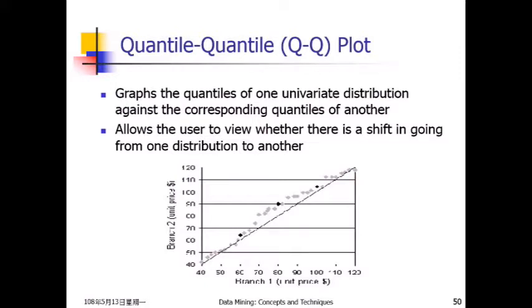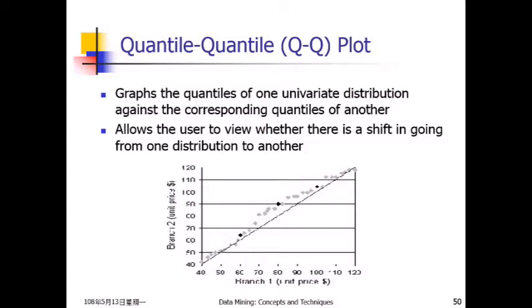For example, this is the median for branch one. However, the median for branch two is 90. So then you can plot the 80 and then here the 90. And then to the last item. So it means based on the QQ plot, you found that it seems that branch two has a higher selling price than branch one.